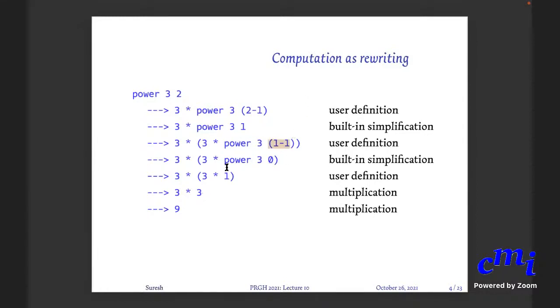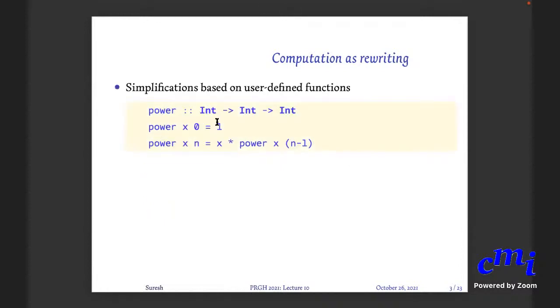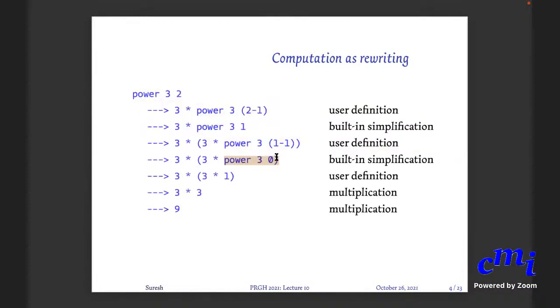Once again, it sees, I have to compute power 3 0. Power 3 0, use the first line of the definition, which says power anything 0 is 1. So power 3 0 is 1. And then 3 times 1 becomes 3. 3 times 3 becomes 9. It's exactly like you would simplify arithmetic expressions, except that instead of just some arithmetic operations and built-in rules, you have other operations like Boolean operations, etc. And you also have user-defined rules.